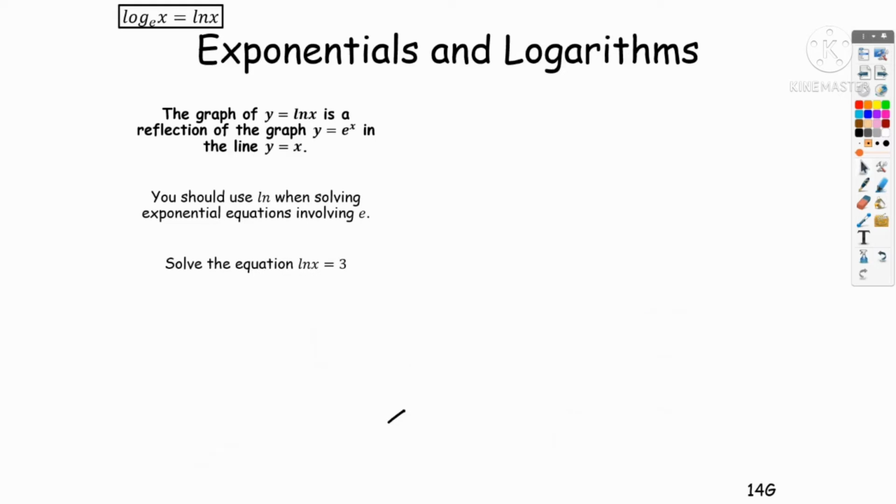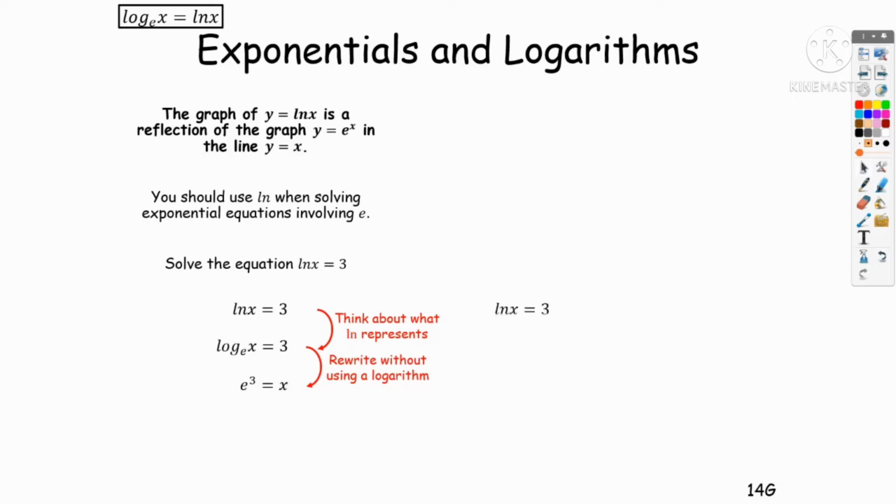So the next example is solve the equation the natural log of x is equal to 3. So if the natural log of x is equal to 3, think about what the natural log of x represents. It represents log base e of x equals 3. Rewrite without using the logarithm, we get e cubed is equal to x.